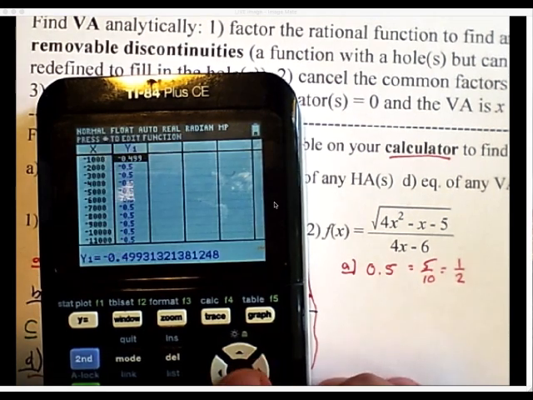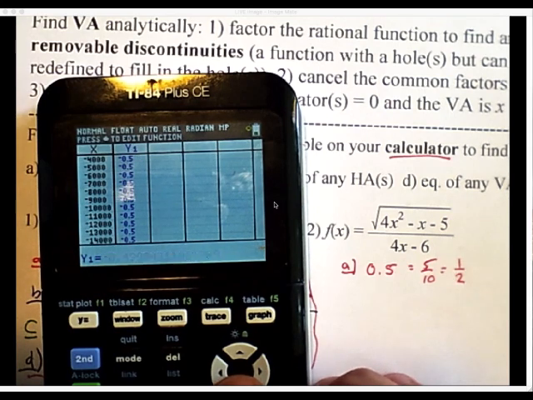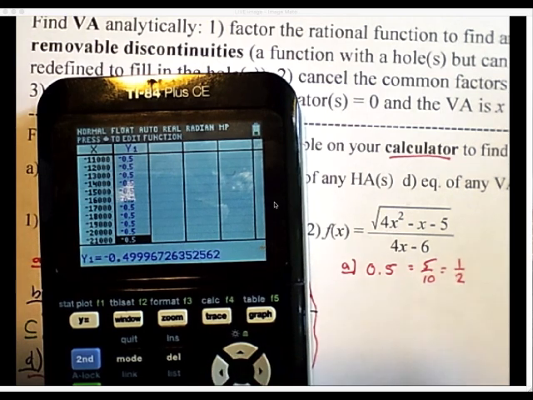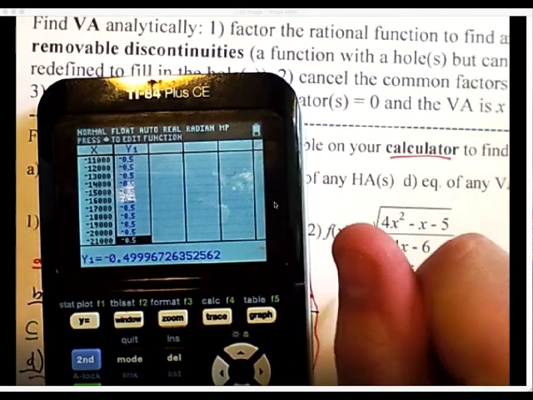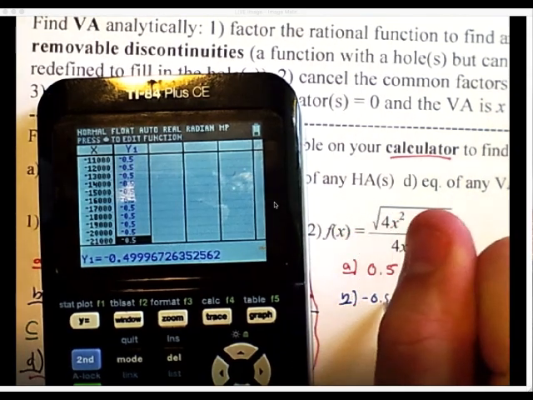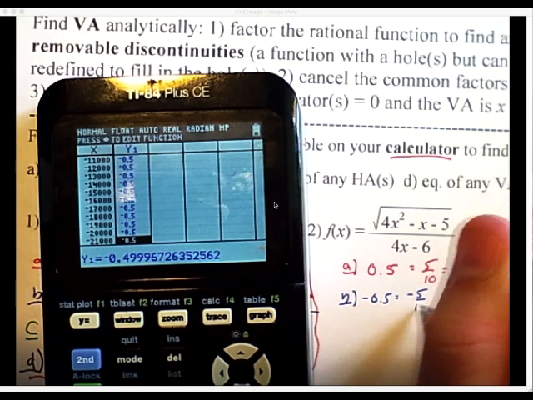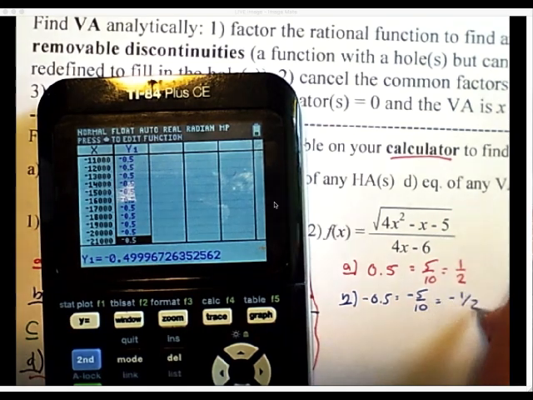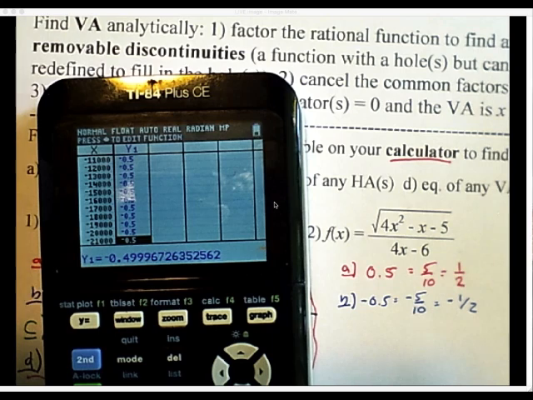Okay. So the further I go to the left, again, it looks like we're getting really close to, well, this time it looks like negative 1/2. So part B, this would be negative 1/2 or negative 5/10. And it's possible for a graph to have two horizontal asymptotes.